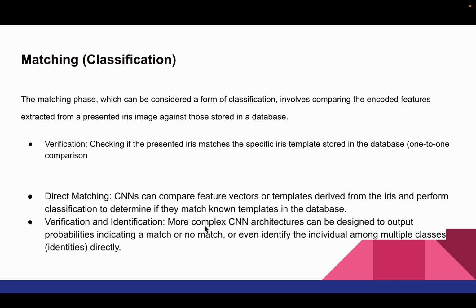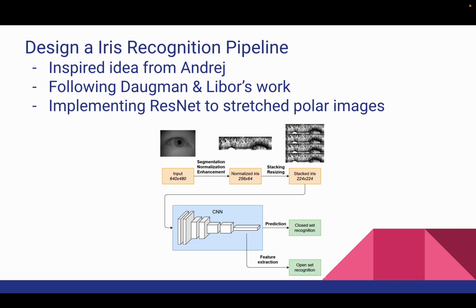Matching, CNN can compare feature vectors or templates derived from the iris, or perform classification to determine if that matches the template in the database, etc.